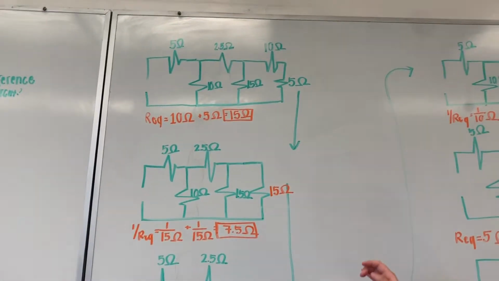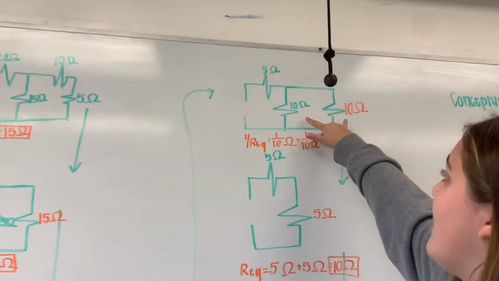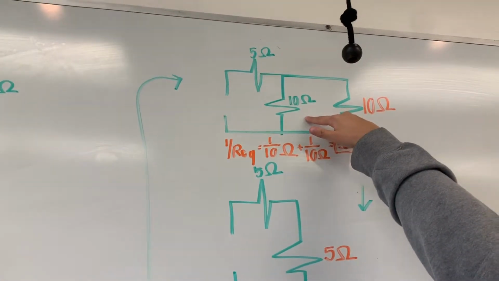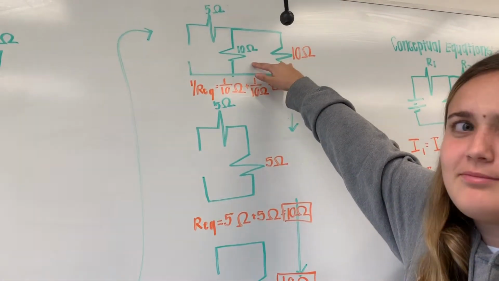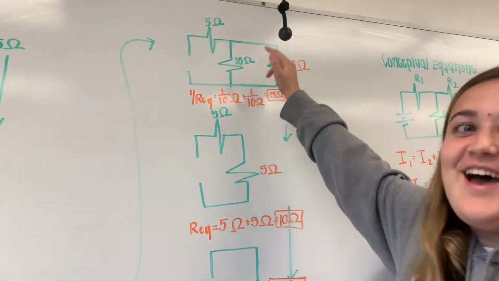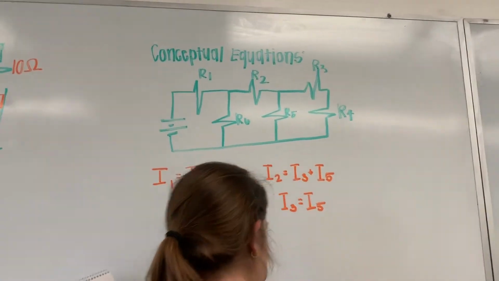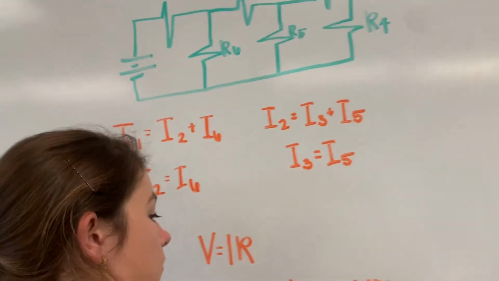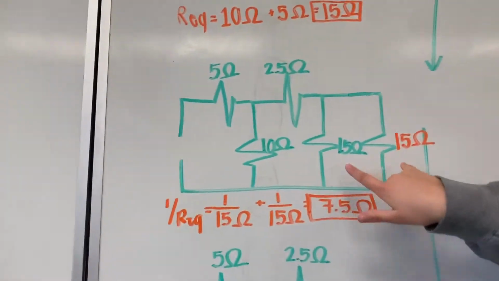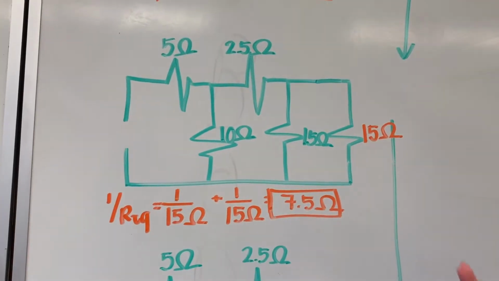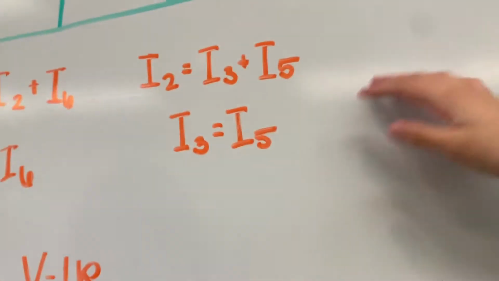And if we look back at the circuits that we drew before, in this one we can see that our two resistors are the same, so we know that I2 and I6 are equal. And if we go over here to our second one, we can see that the 15 ohms and the 15 ohms are the same again. So we know that I3 and I5 are equal to each other.